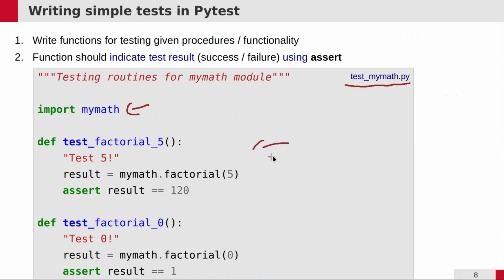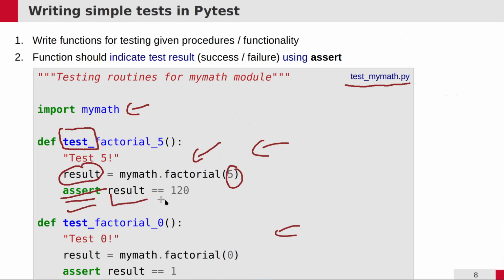Then I have defined here two test functions. You can recognize that by the fact that the functions start with the prefix test_, and this is very important. Every test must start with the test_ prefix, because this is how pytest will recognize that this is a test function. Then I am calculating, for example, the factorial of 5, storing it in a variable result, and then I have an assert, and this is the important point here. I have an assert which checks whether the result is 120, which it should be.